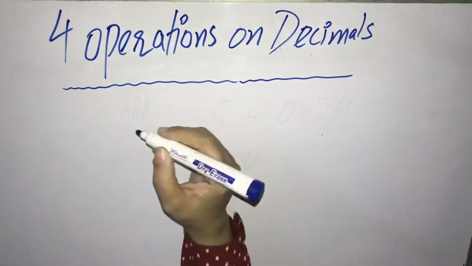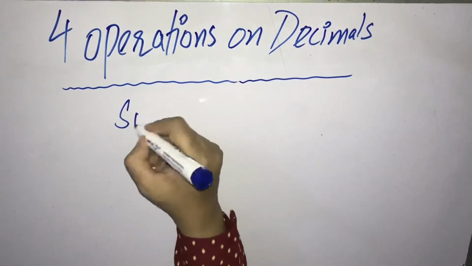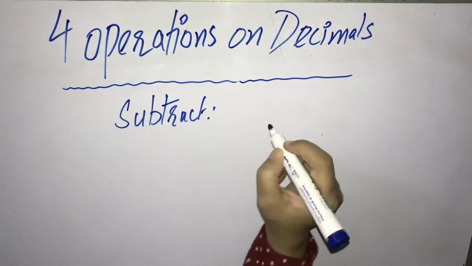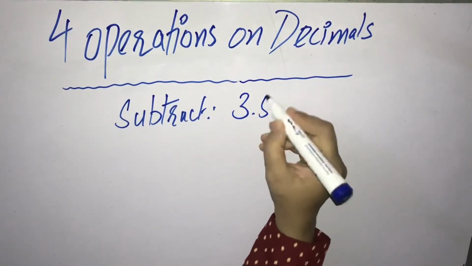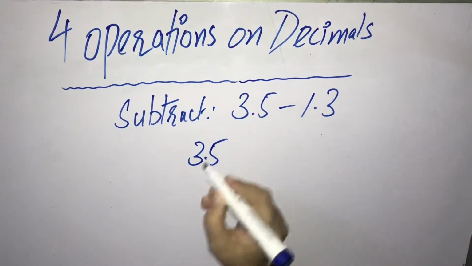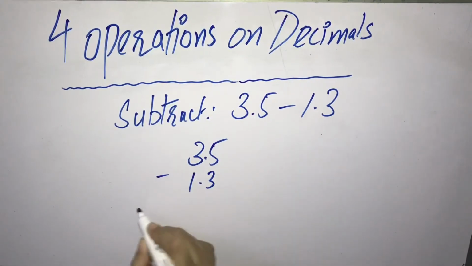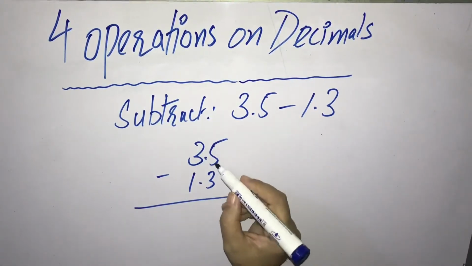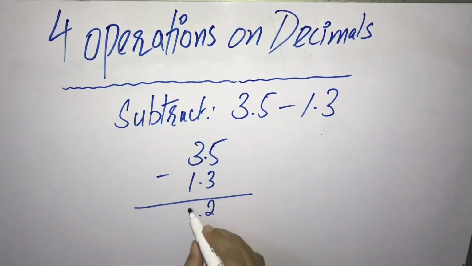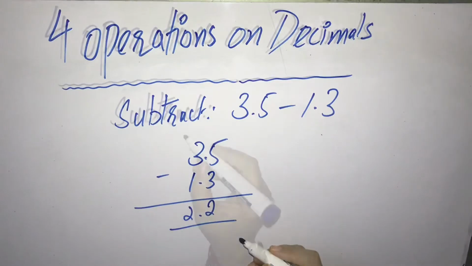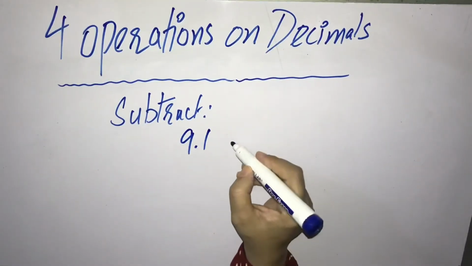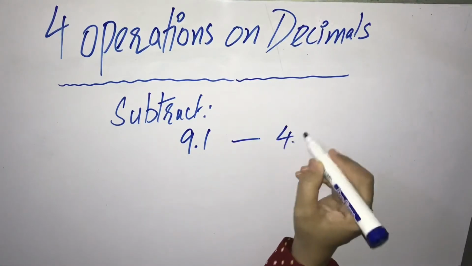The second operation is subtraction. So if we have to subtract 1.3 from 3.5, we shall write them in vertical order. We will subtract 3 from 5 and 1 from 3. The answer will be 2.2. The other example for subtraction is 9.1 minus 4.23.